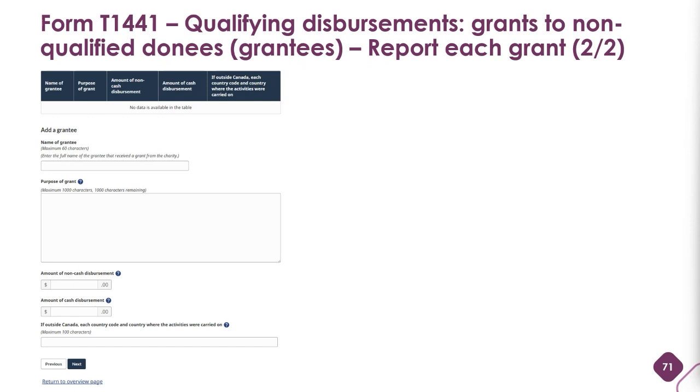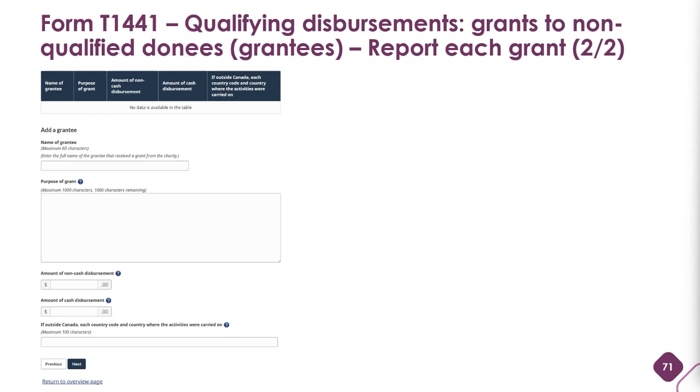Under Name of Grantee, enter the full name of the non-qualified donee, grantee, that received a grant. Under Purpose of Grant, describe concisely the purpose of each grant. Here are a few examples of how to fill out this portion of the form in a way that reflects your charitable purpose. To provide disaster relief following Hurricane Matilda, to pay for teachers' salaries, to purchase equipment and material for a new medical center, or to provide funds for refugee aid.